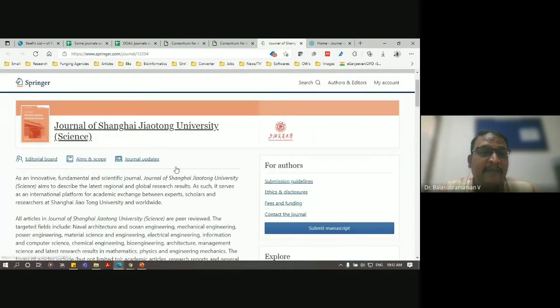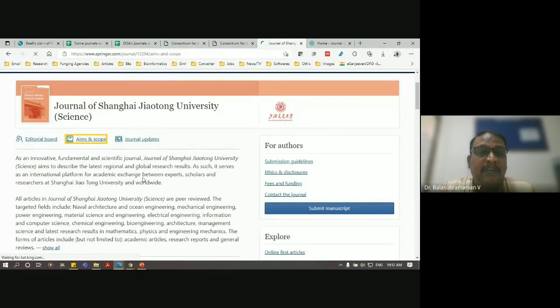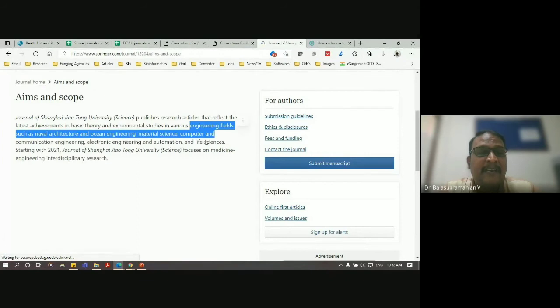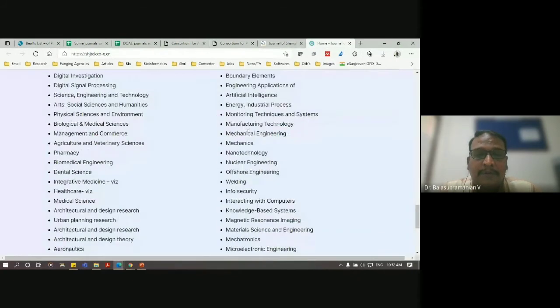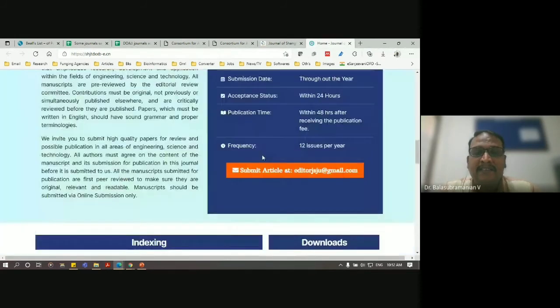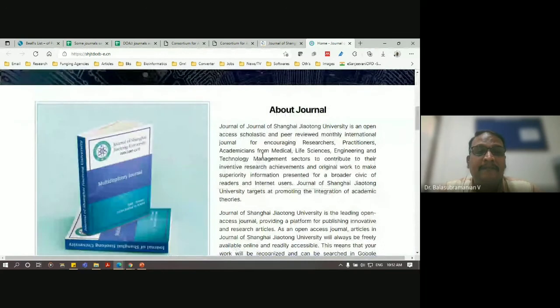But in the original website, if you see the aim and scope, they clearly mention that it is related to basic theory and experimental studies, which are only related to engineering fields such as novel architecture, ocean engineering, material science, computer communication engineering, electronic engineering, automation and life sciences. This is a UGC CARE journal. But here they mention all the topics, and any discipline can publish. Now you can understand this is the standard of cloned journals.